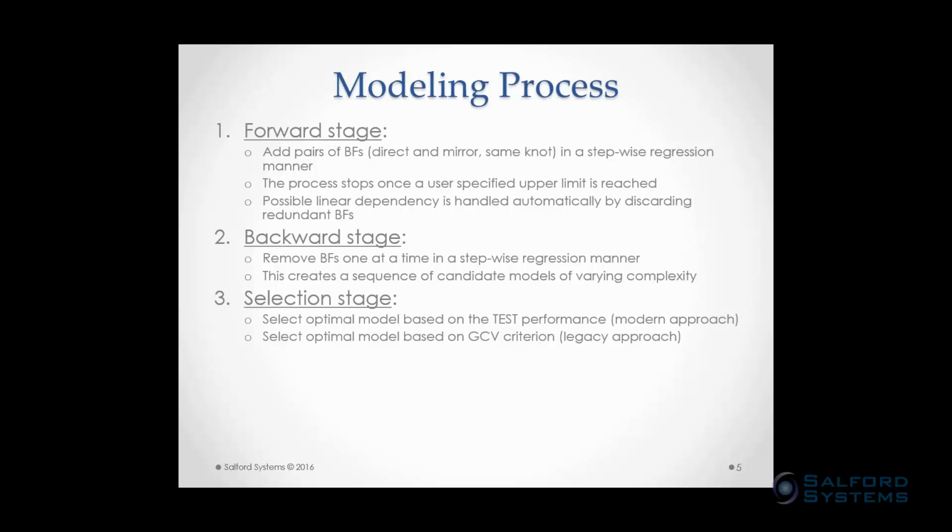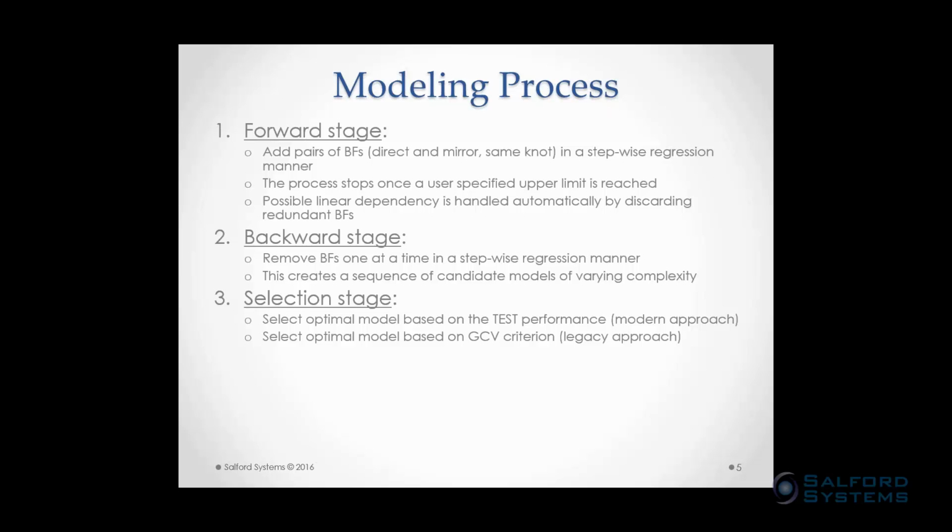I included this slide again because I did have a lot of questions last week about the modeling process for Mars. As I explained from the results window, it starts with a forward stage. It adds pairs of basis functions at the same knot in a stepwise regression manner. And this process only stops once they've reached that upper limit. So in this case, when we reached 40 basis functions. And then any redundant basis functions are discarded. And this is automatic because of linear dependency. And this is the reason that Mars is resistant to multicollinearity. So that's one of the solutions to the OLS problem.